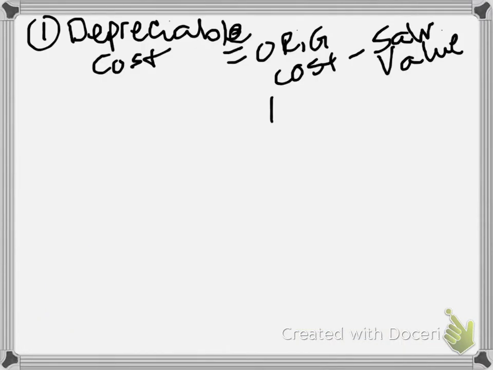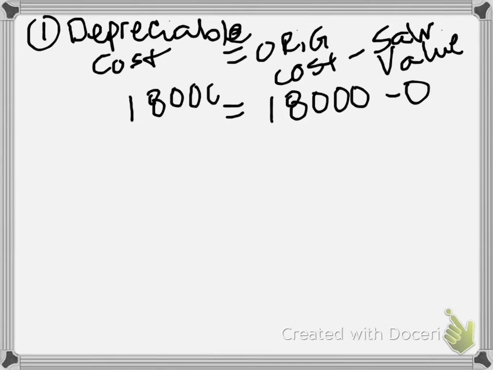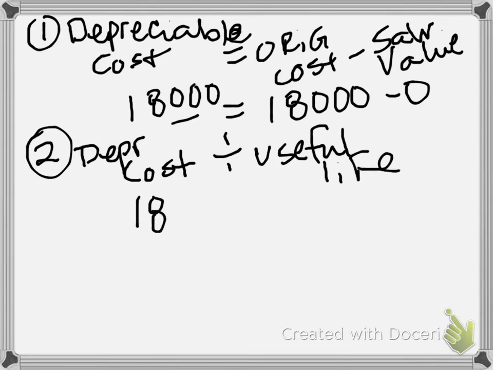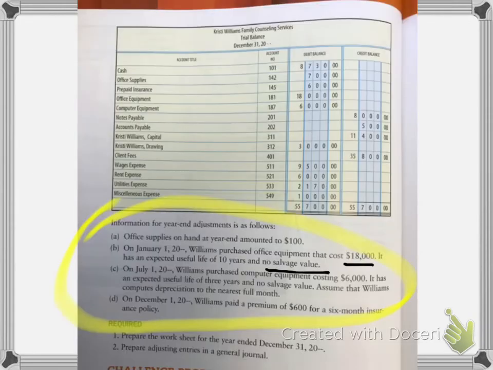So $18,000 minus 0. Our depreciable cost is $18,000. The second step in calculating depreciation is to take that depreciable cost and divide by the useful life. That's going to give you your depreciation. So we've already calculated our depreciable cost is $18,000. Looking back, our useful life is 10 years.